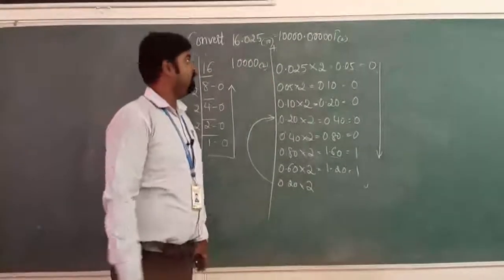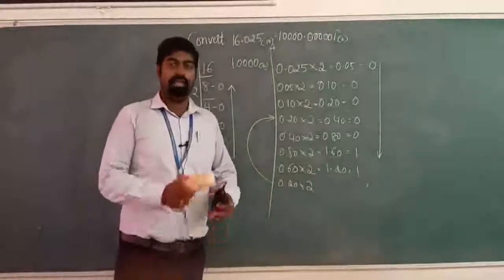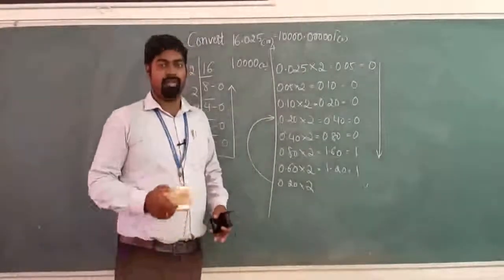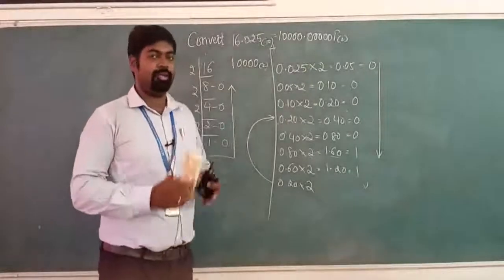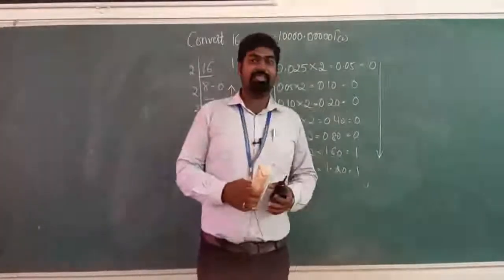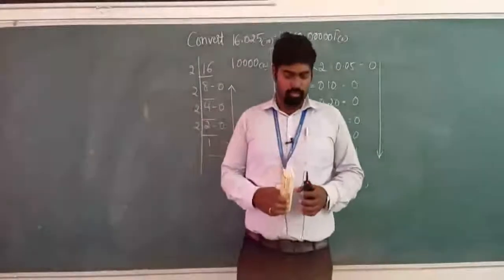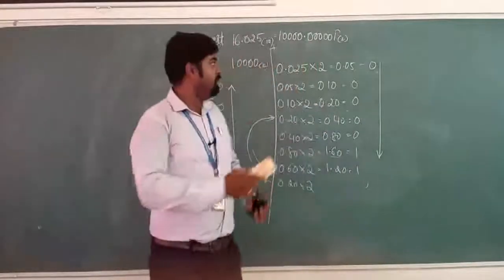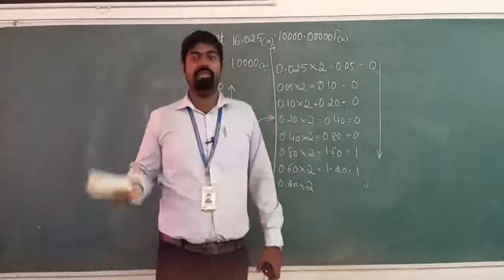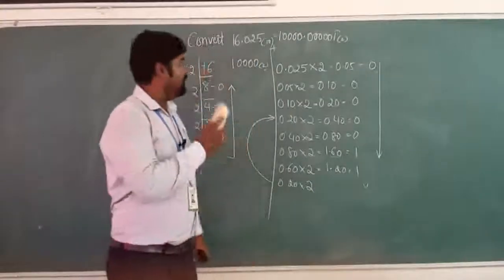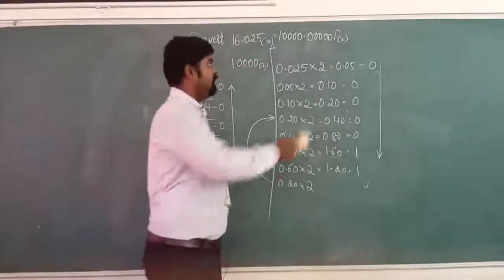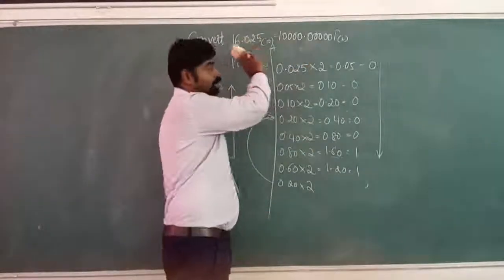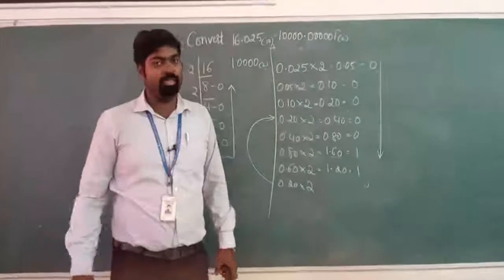So this is how you are supposed to convert the integral part and the fractional part of a decimal number into its equivalent binary number. So I hope it is clear. So in the next session, I am going to tell you the procedure to convert the binary number into its equivalent decimal. Now we are done with decimal number into binary. Now let us learn how to convert the same binary number into its equivalent decimal.